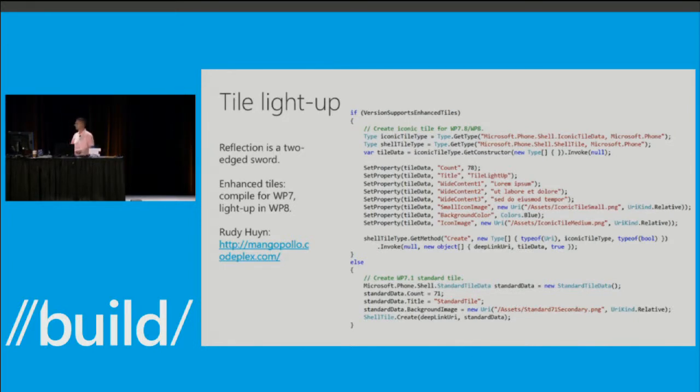And Rudy Hoon, who's an MVP, has produced this great reusable wrapper for this, so you don't even have to do this. You just use his thing, Mango Polo. It's great.